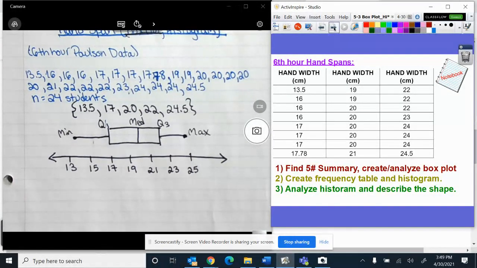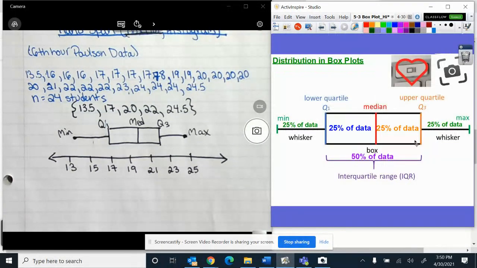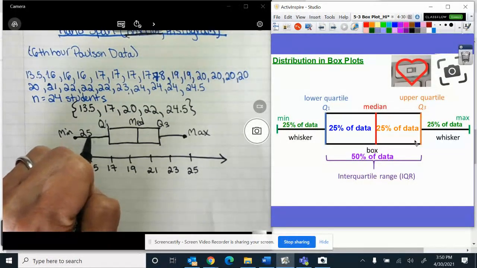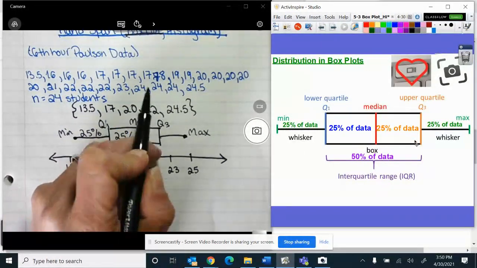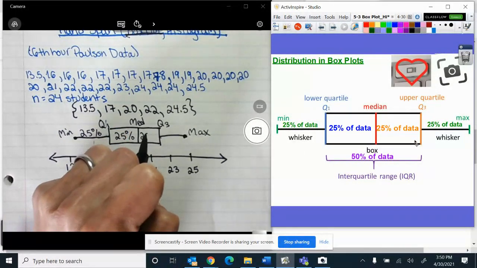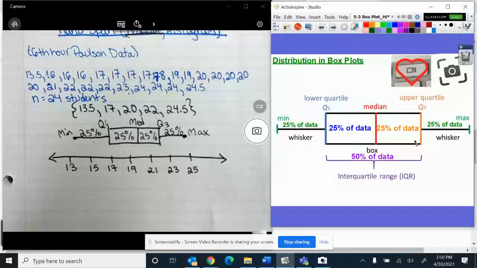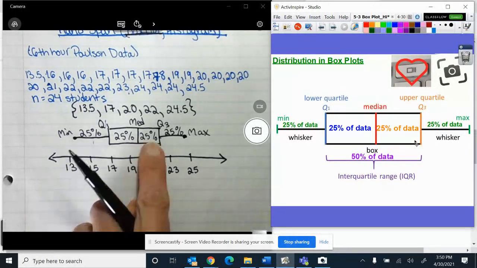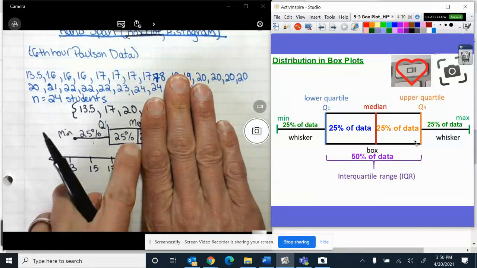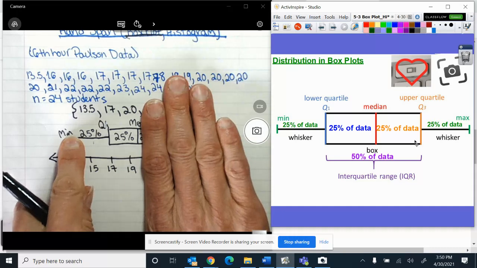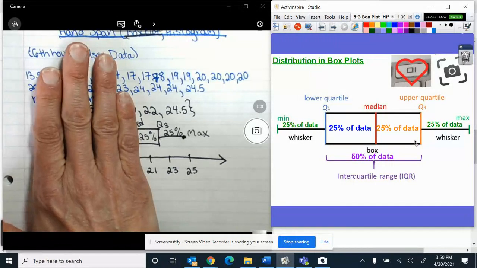Now let's look at how spread out our data is. We have 25% of our data in between each member of the 5-number summary. Notice that the box is 50% of your data, but the first half of your data is 50%. And then you also have 50% at the end of the data from the median to the max.